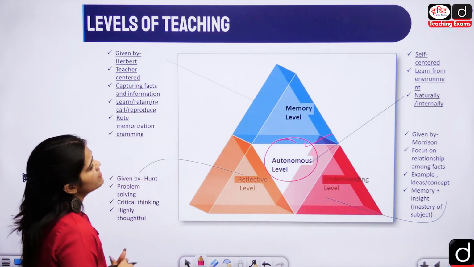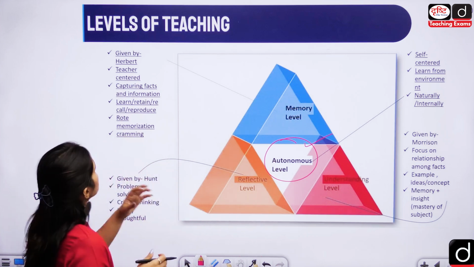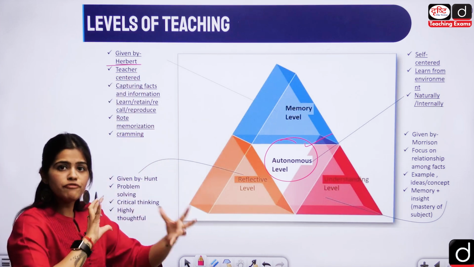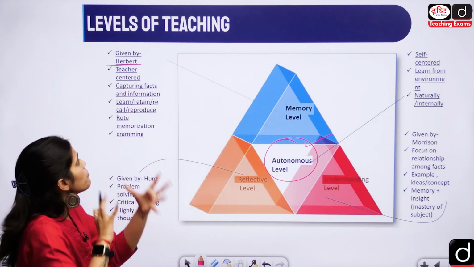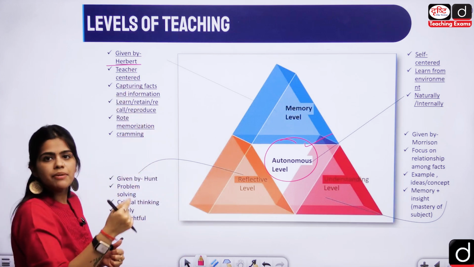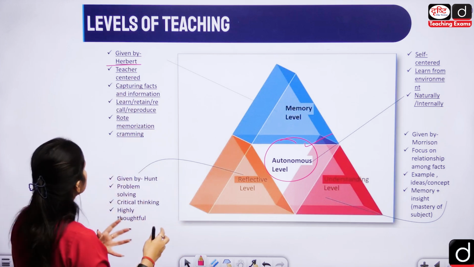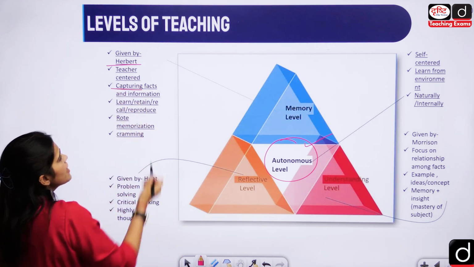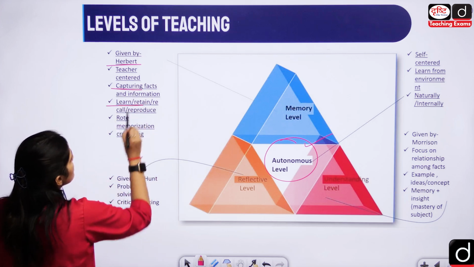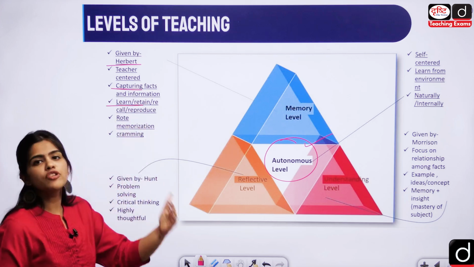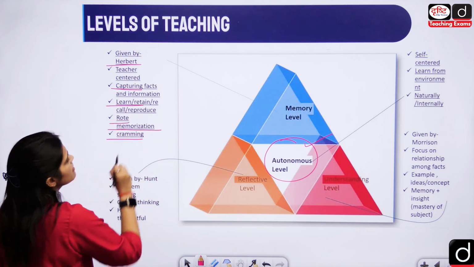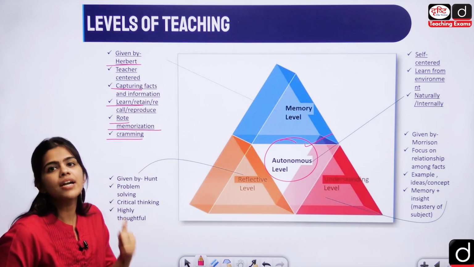So the first level that we have is the memory level. Memory level was given by Herbert. The propounders, the founders, are also very important. The proponents are very important here. Herbert. It is a very teacher-centered method because the teacher is more important here. The capturing and the telling of the facts and the information becomes more important because here learning and the reproduction of the knowledge is more important. Here rote learning, memorization and cramming are way more than understanding.